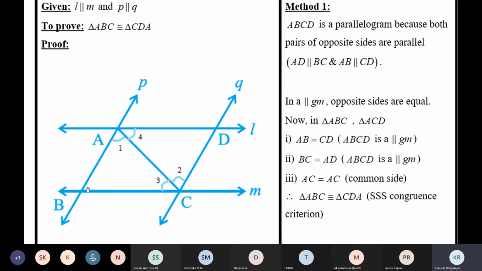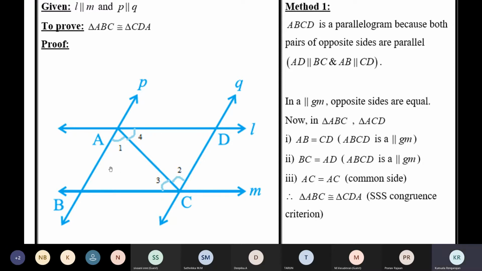In the first triangle ABC, we have the side AB. In the second triangle we have the side CD. But AB is equal to CD because they're the opposite sides of the parallelogram. So AB of triangle 1 is equal to CD of triangle 2. That's the first equality. Because we know ABCD is a parallelogram, opposite sides are equal.